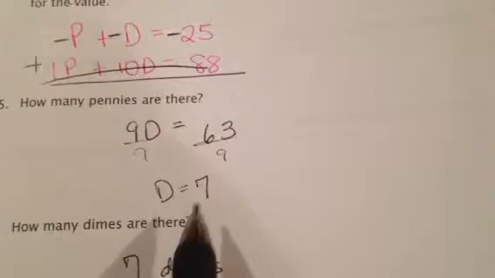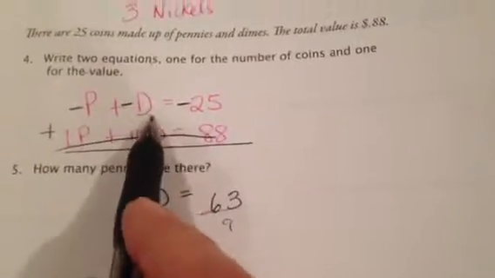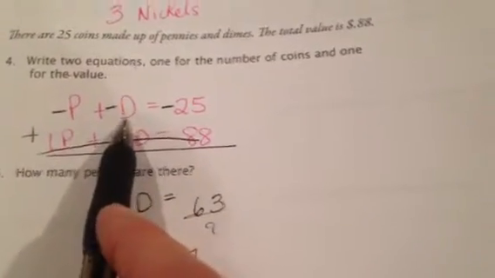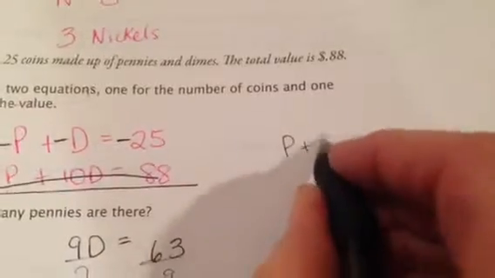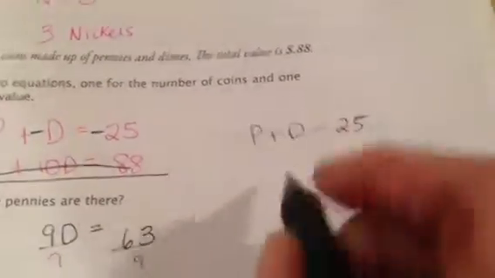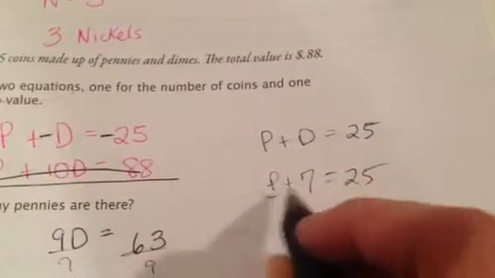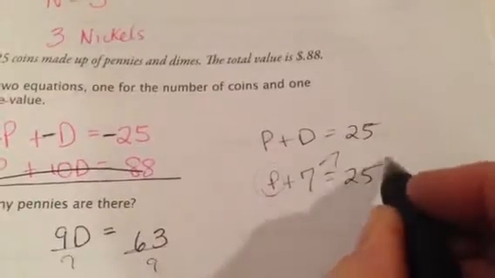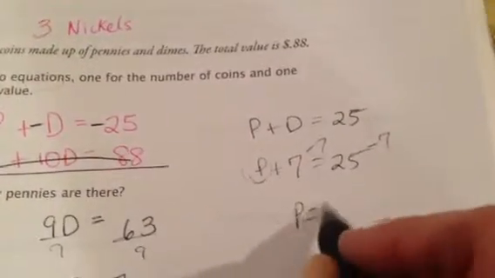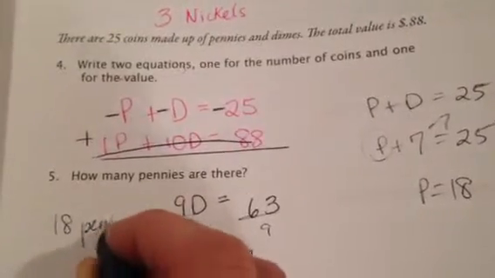I'm using this to work. It says how many pennies are there? Well, goodness, if there's 7 dimes, go back and put it right here and solve it. Remember you had this. This was one of our equations right here. And if there's 7 dimes, put a 7 in right there. Some of you can do this mentally. But you know how to solve for p. The opposite of adding 7 is subtracting 7. So p would have to be, what, 18? So there are 18 pennies. And that's how you do that one.